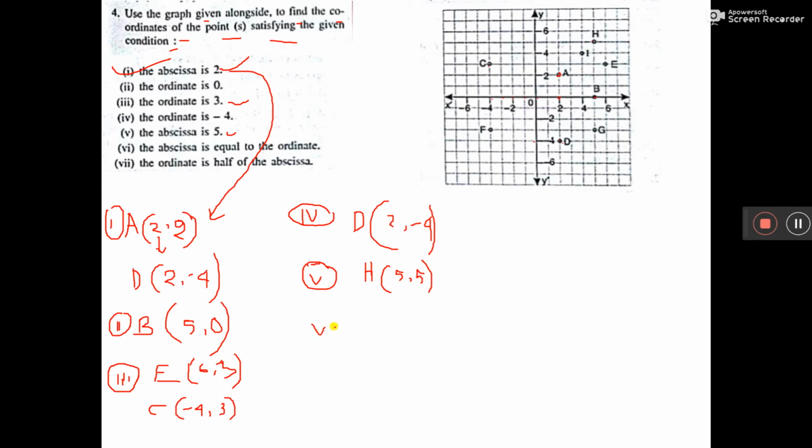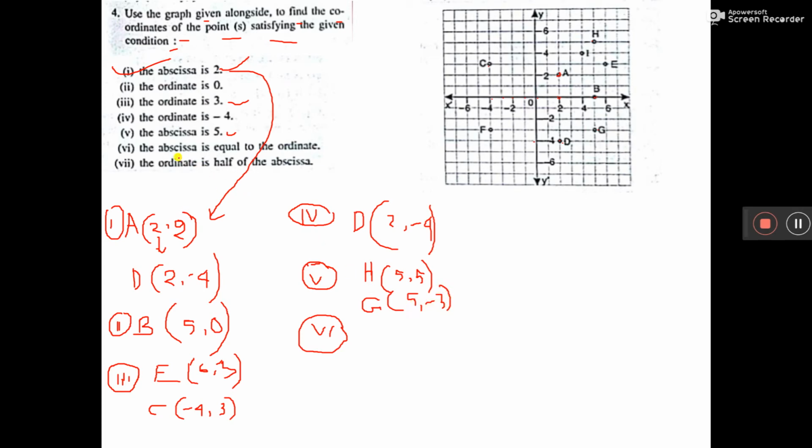Now number 6. For number 5, one more point is left. G is also left, so let us write G also here. What is G? 1, 2, 3, 4, 5, and 1, 2, 3. So G is 5 comma minus 3.